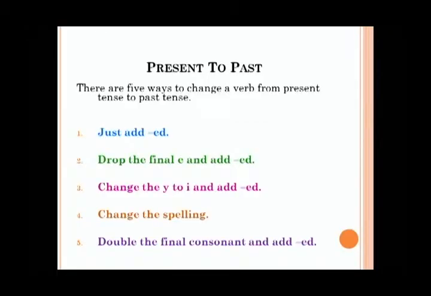Present to past. There are 5 ways to change a verb from present tense to past tense. 1. Just add ed. 2. Drop the final e and add ed. 3. Change the y to i and add ed. 4. Change the spelling. And 5. Double the final consonant and add ed. We are going to be looking at each of them.